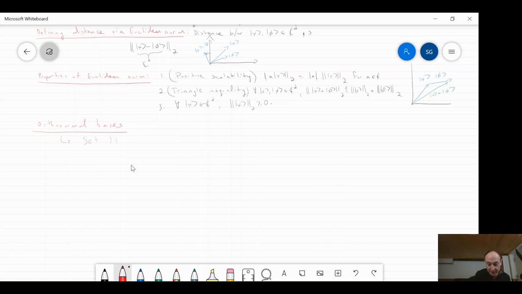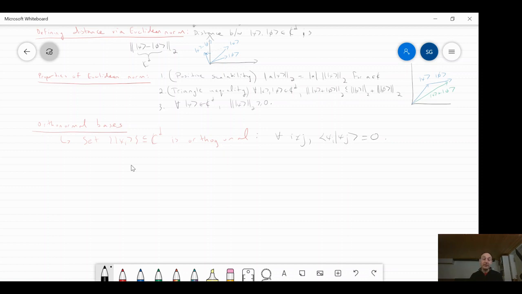if I have a set of vectors psi_i, let me just say this is a subset of C^d, that it is orthogonal. Okay, what does that mean? It means that for all i not equal to j, if I take the inner product of the two vectors, psi_i and psi_j, then that's 0.